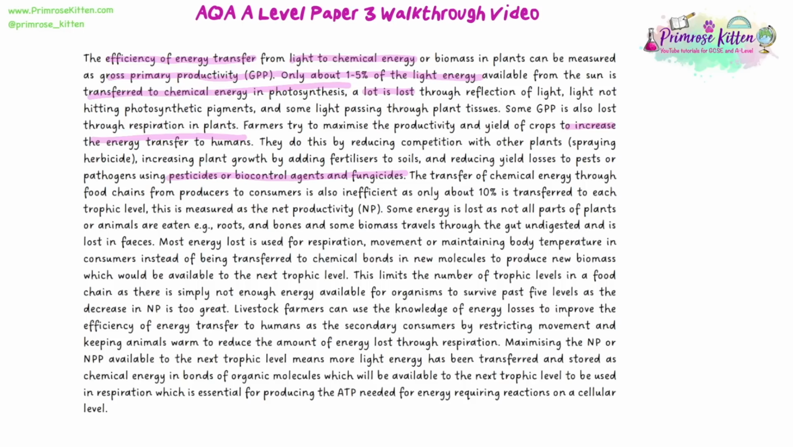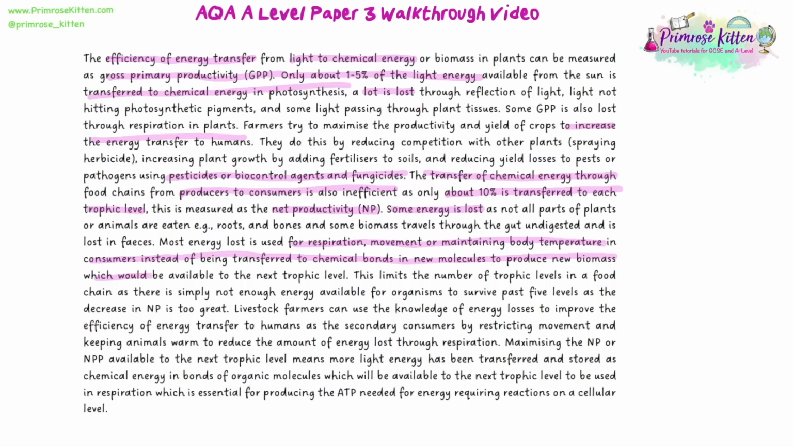They do this by reducing competition with other plants, spraying herbicides, increasing plant growth by adding fertilisers to soils, and reducing yield losses to pests or pathogens using pesticides or biocontrol agents and fungicides. The transfer of chemical energy through food chains from producers to consumers is also inefficient, as only about 10% energy is transferred to each trophic level.